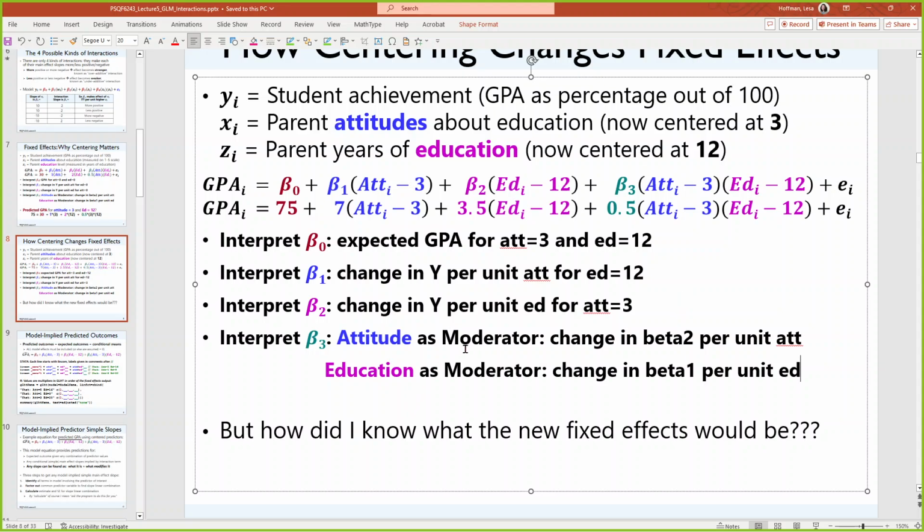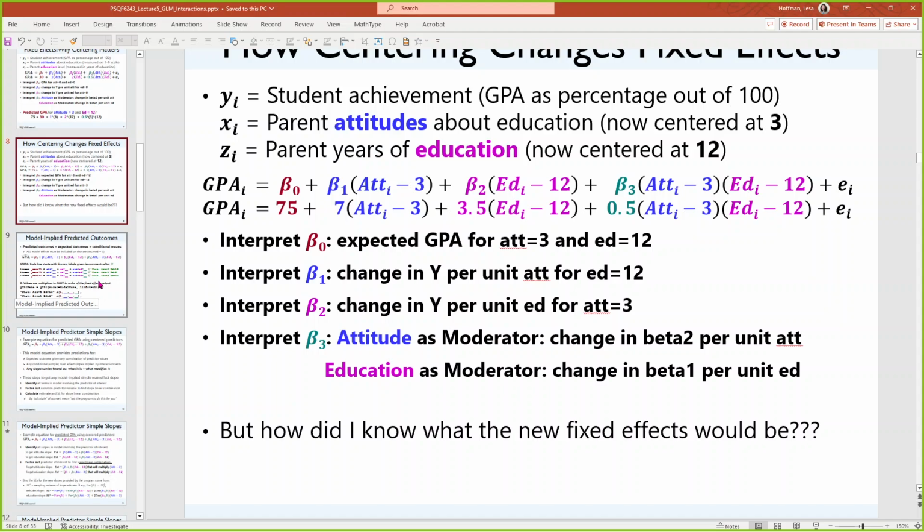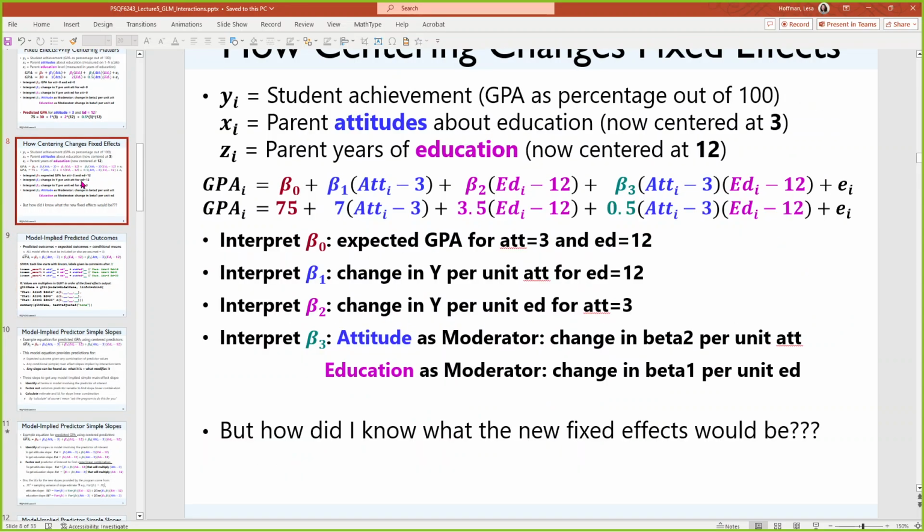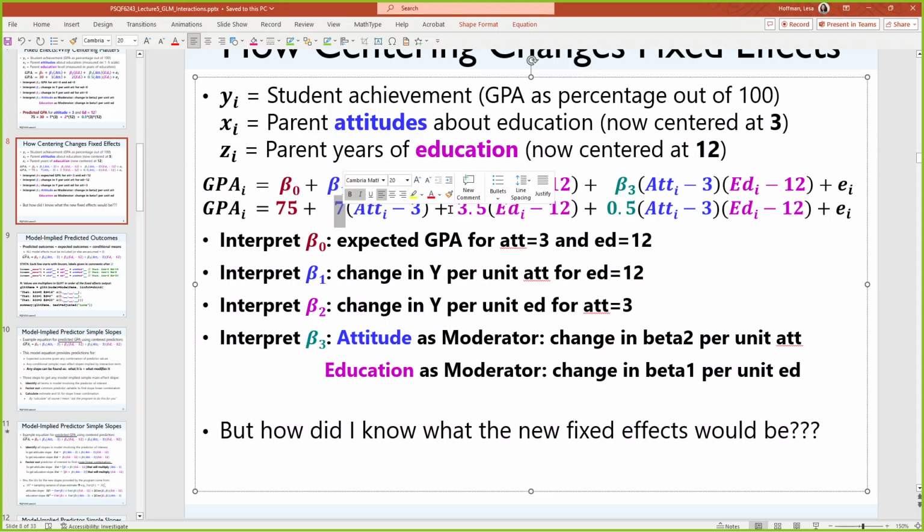Okay, questions? All right, then let me add to this just a little bit. We're going to review how to generate predicted outcomes, and then I'm going to show you how I got these new slopes.